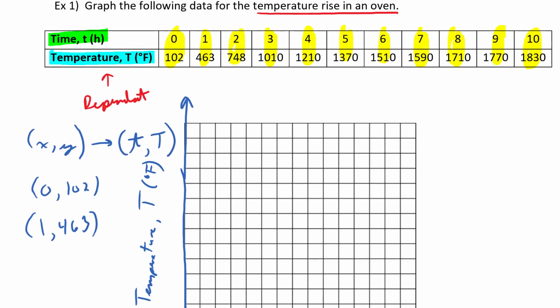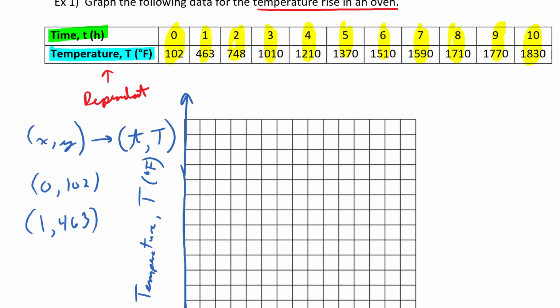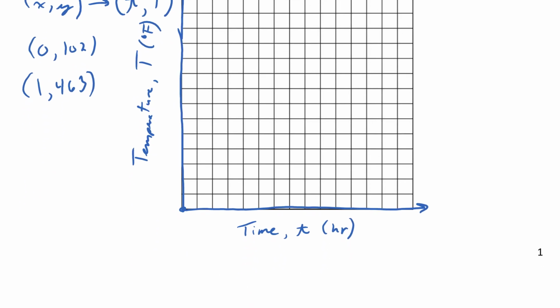So let's examine time first. So time, we're going from 0 to 10. So in this case, my range is 10. How many boxes do I have? 1, 2, 3, 4, 5, 6, 7, 8, 9, 10, 11, 12, 13, 14, 15. I have 15 boxes. I divide by my 15 boxes.